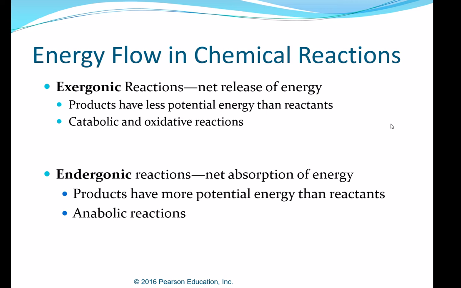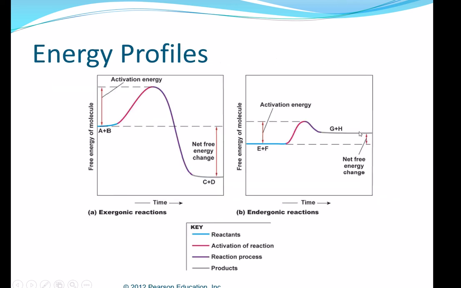Conversely, endergonic reactions have an absorption of energy, because their products have more potential energy than the reactants. And so these are anabolic reactions. These are synthesis reactions that are going to require energy input to make something new. And that makes sense, right? If you're going to make something new, that requires an energy input. Let's look at a chart. I think it's easy to see in a chart.